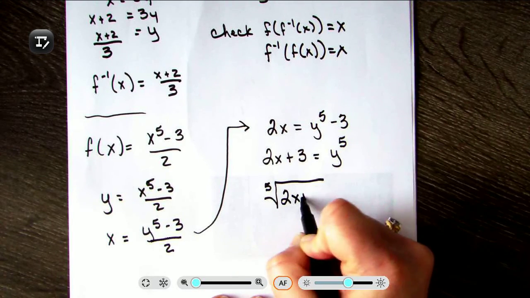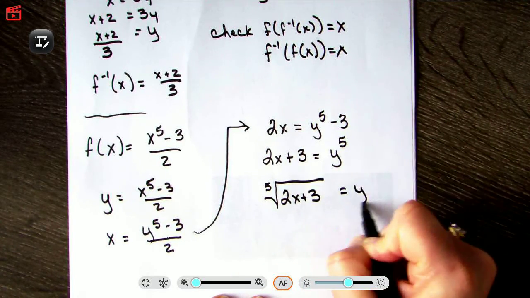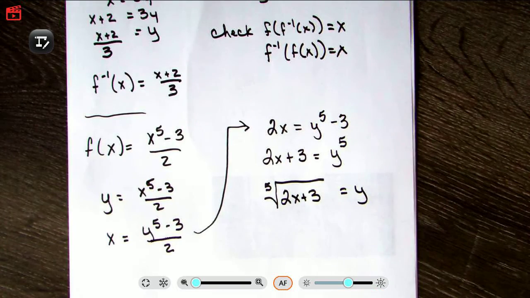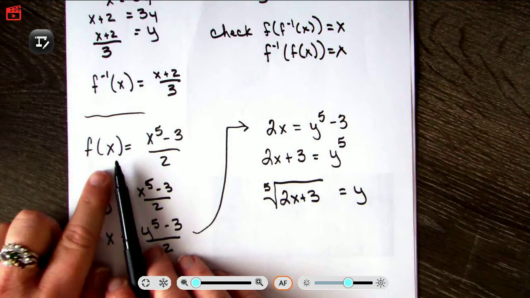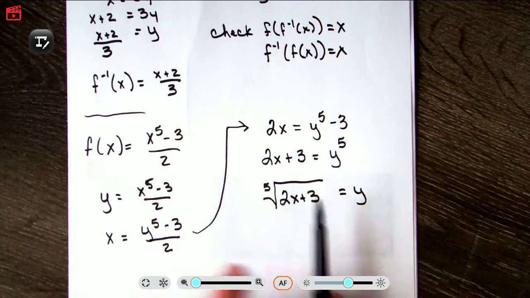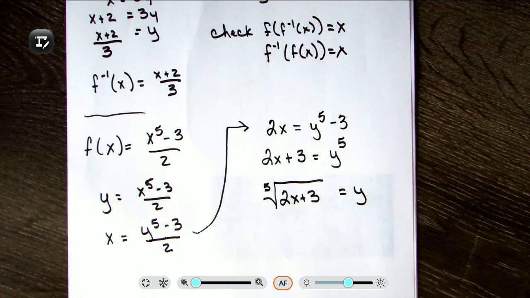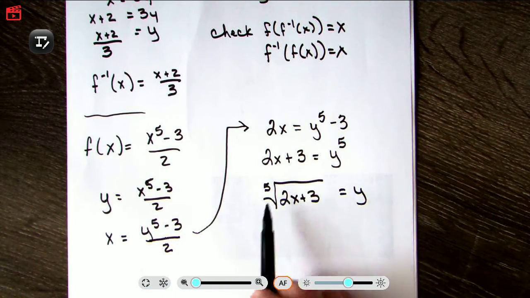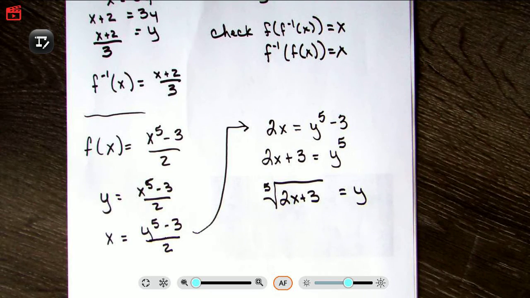And one thing I'm going to mention here is if we had a y squared, and we tried to take square roots of both sides of an equation, we have to remember the plus or minus. Hence the reason we would then realize this function is not one-to-one, because we'd have two different answers coming out. But our fifth root, we will only get one. So this is kind of how you can tell if your function did have an inverse or not.